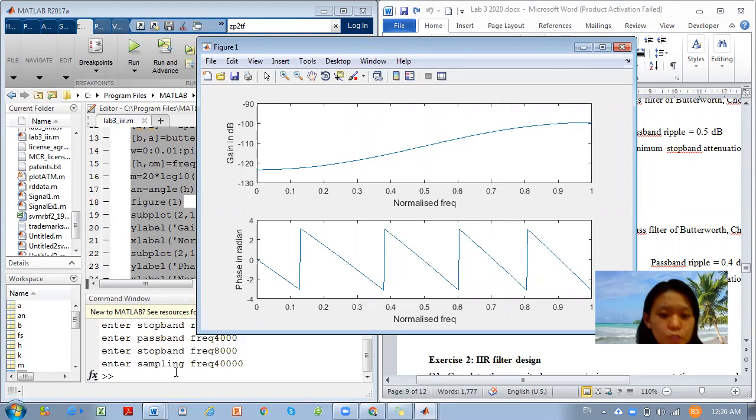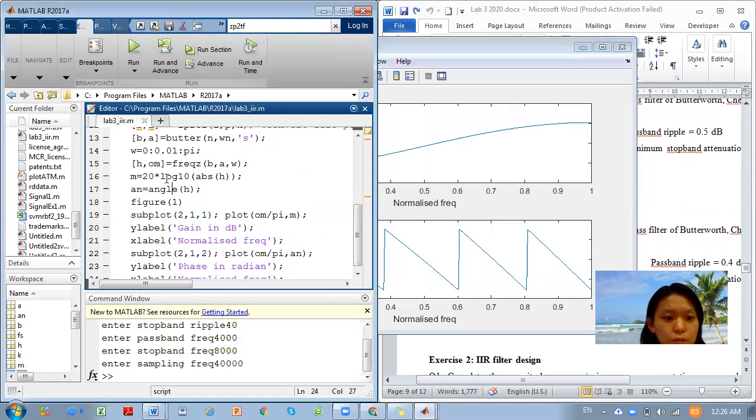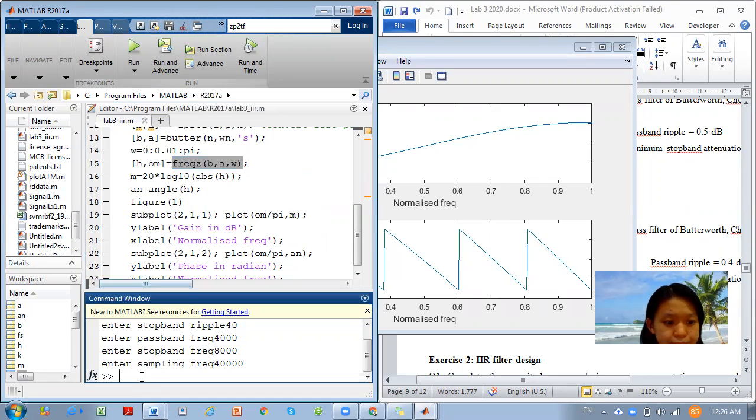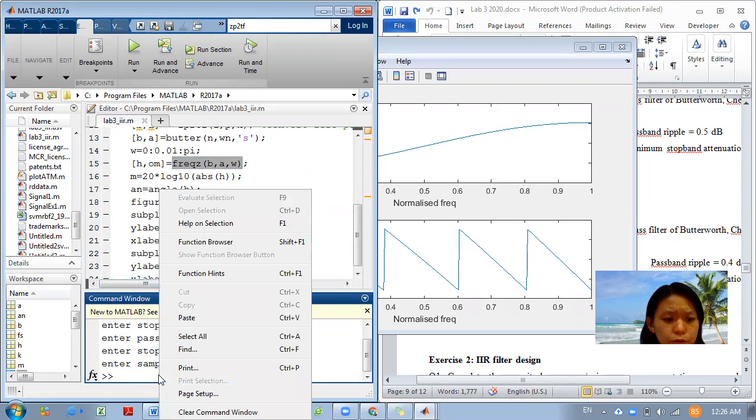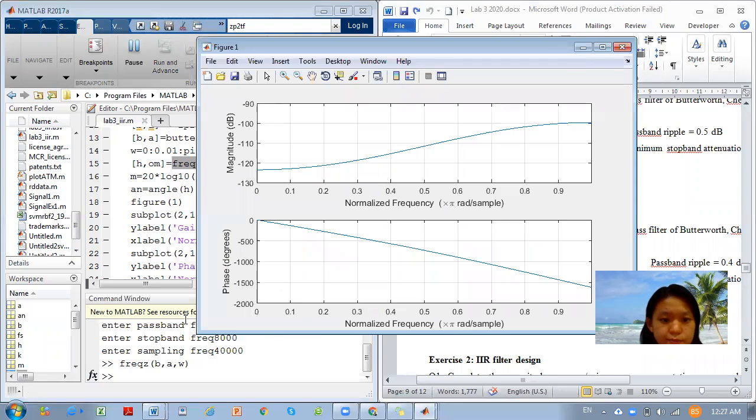Okay, I would like to teach you how to plot this graph in degrees. So for example, if you want to plot this graph in degrees, you can just select this one, copy, and put it in the command window. Okay, paste, enter. So you will get another graph here.